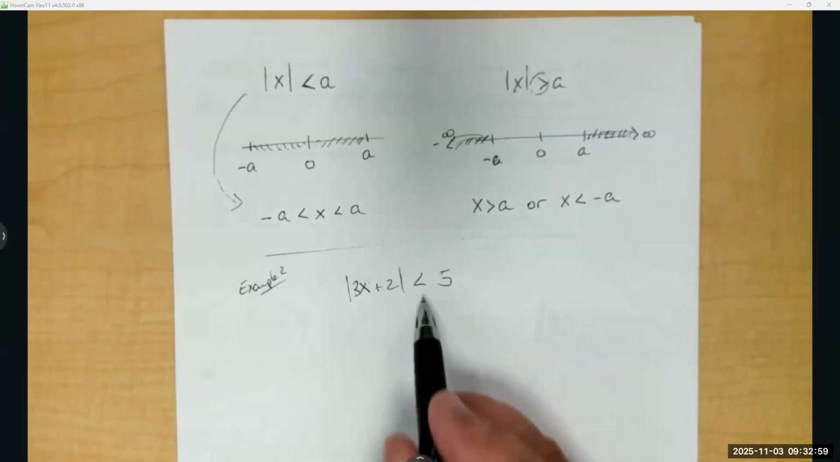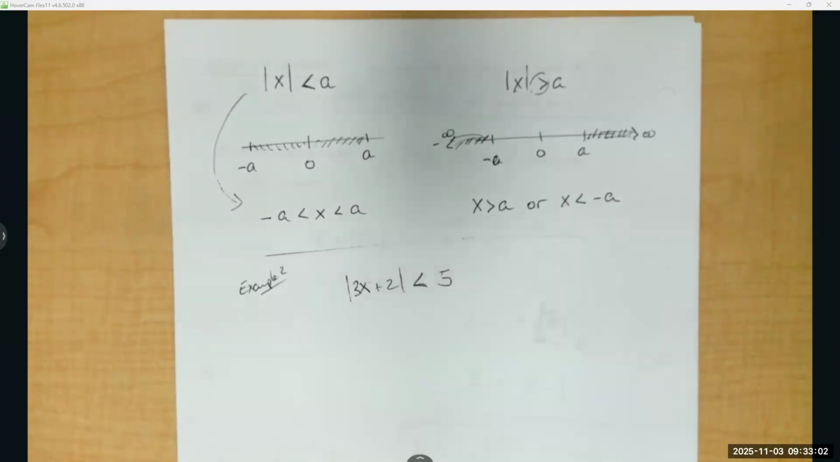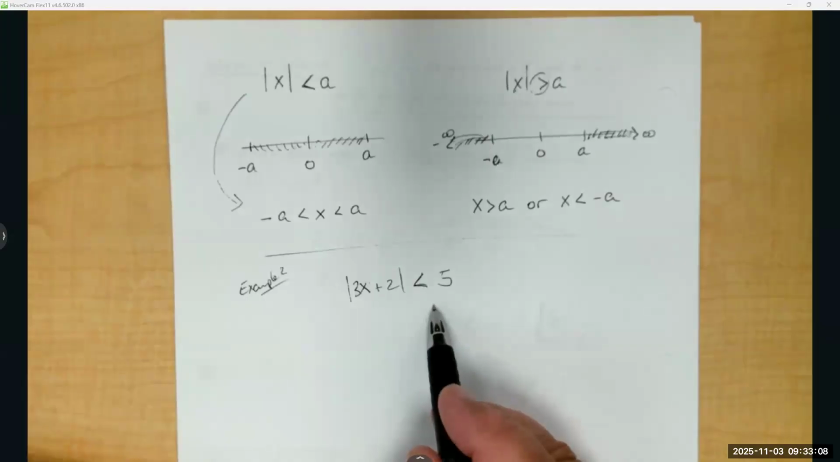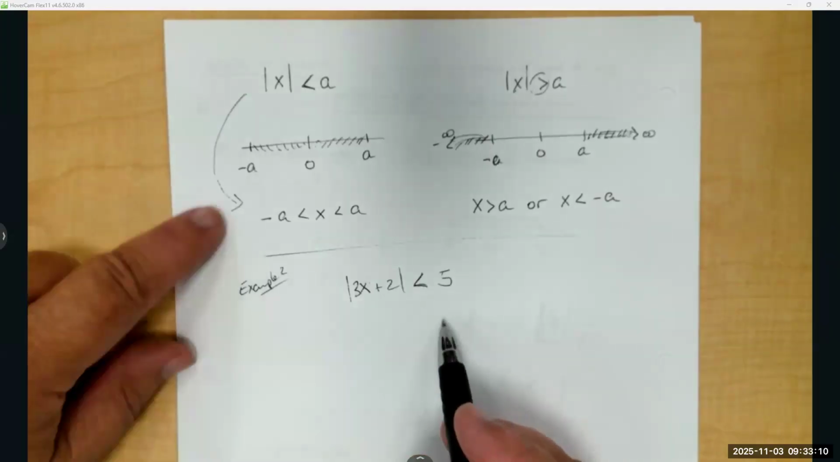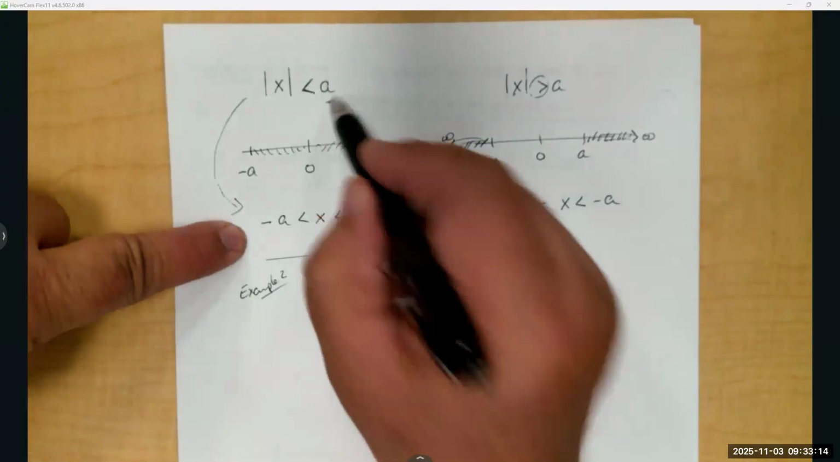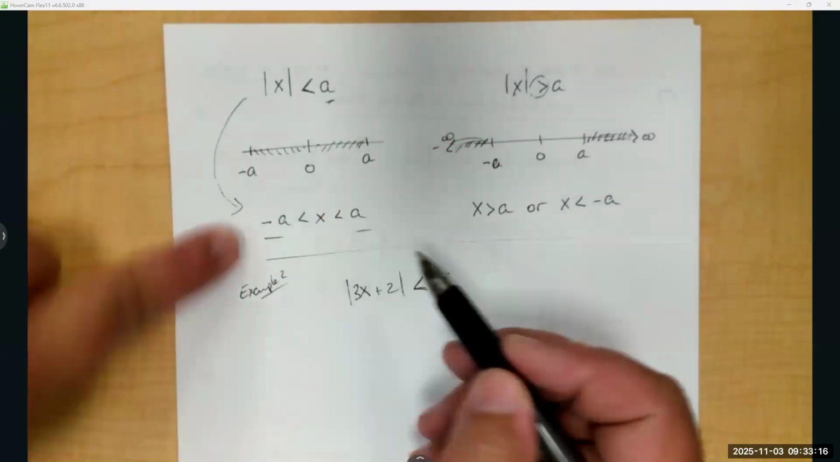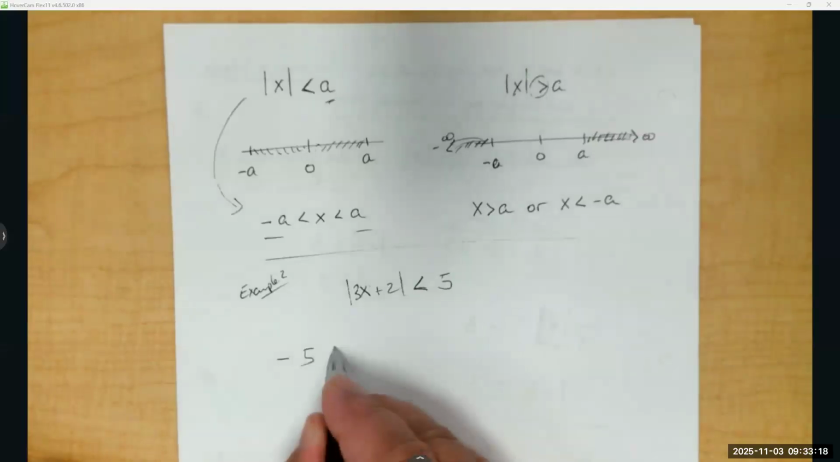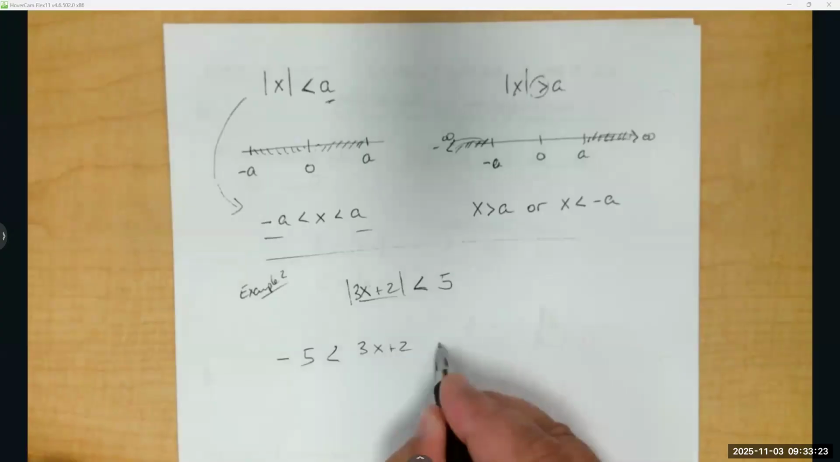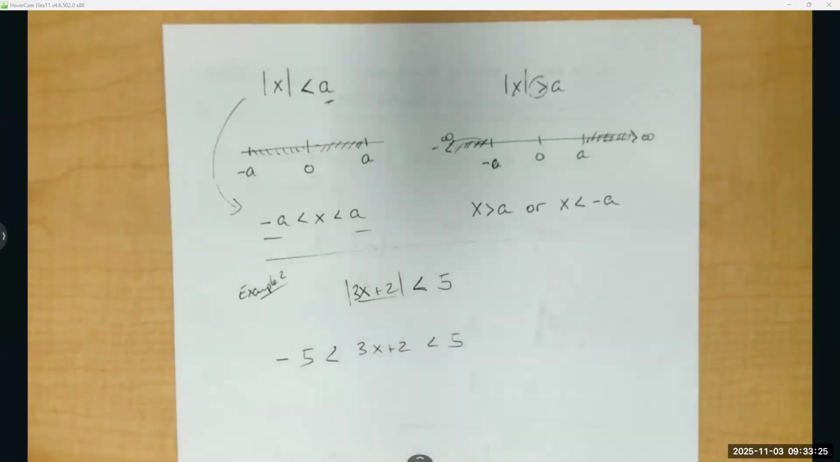If we drop the absolute value sign, remember, it's a less than. We have to look at the plus and minus. So what's it going to look like? Well, here we have less than, so it's going to look like this. Whatever the answer is, will be on both sides. So it's going to be -5 is less than whatever this is less than 5.